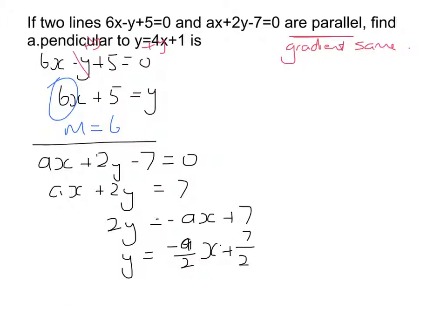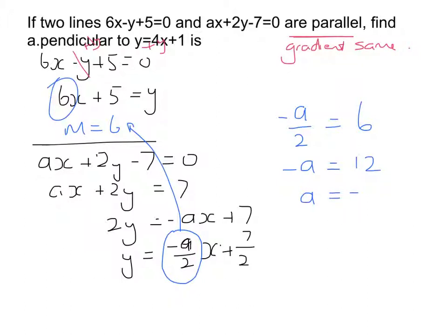So now what we need to do is compare the gradient from this one with this one. So we have negative a over 2 is equal to 6. Multiply both sides of that by 2. Negative a will be equal to 12. Now we multiply both sides by negative 1, which will give us a is equal to negative 12. And that's what we're looking for there.